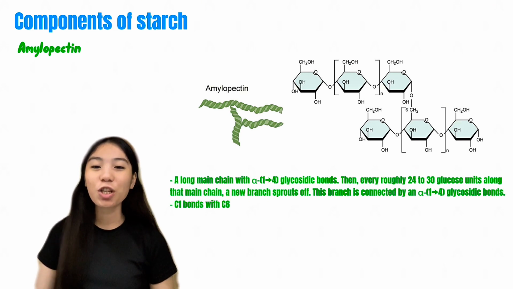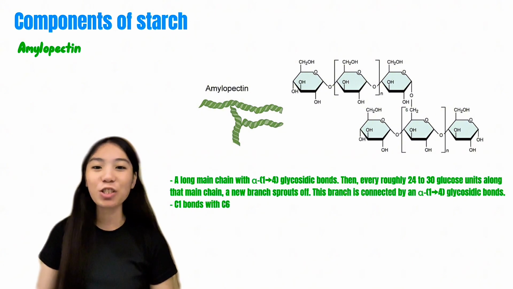The basic structure of amylopectin consists primarily of glucose units linked by alpha 1 to 4 glycosidic bonds, just like amylose. However, here's the crucial difference. It also has numerous branch points formed by alpha 1 to 6 glycosidic bonds.